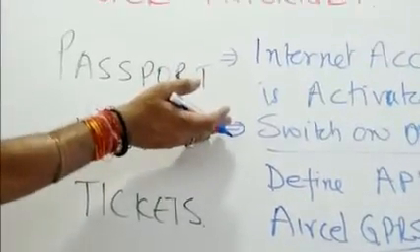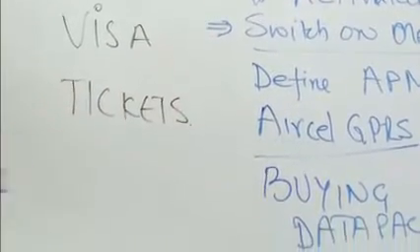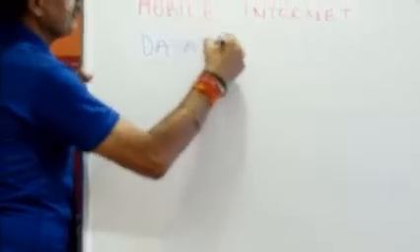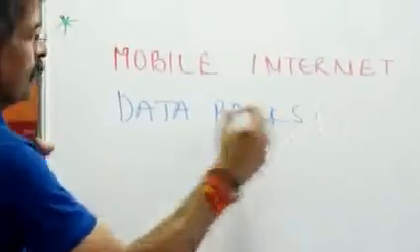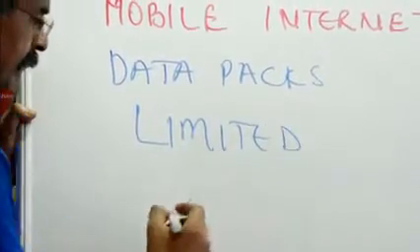So to access the internet on the mobile, it has to be configured by the service provider. The data has to be switched on on the mobile. You should have an APN, and you should have bought an internet data pack. Now we'll discuss a little bit about what the different data packs are. Like when you buy tickets, there are different classes of travel. So normally the data packs are limited data packs and unlimited data packs.